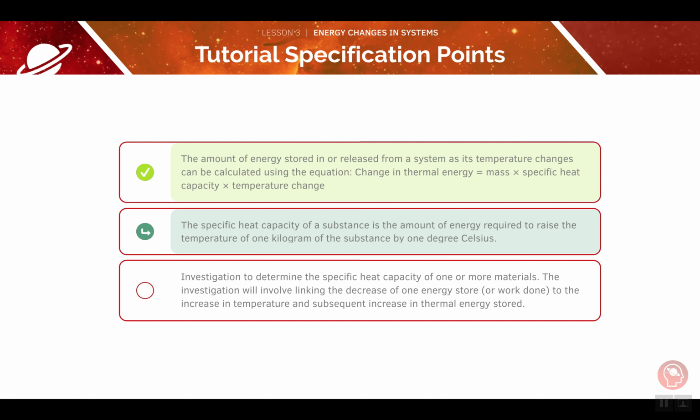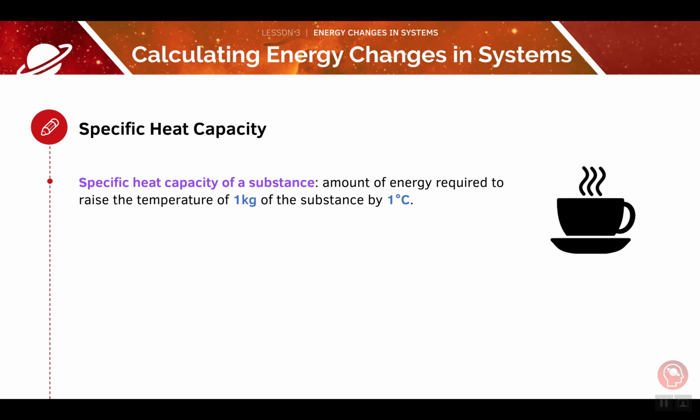Let's move on to the next specification point, covering the specific heat capacity of a substance. When we calculated energy changes in the previous section, we used a value called the specific heat capacity. For AQA exams, we need to know its definition. This is shown here as the amount of energy required to raise the temperature of 1 kilogram of substance by 1 degree Celsius.